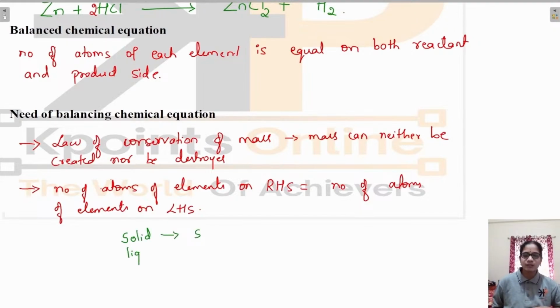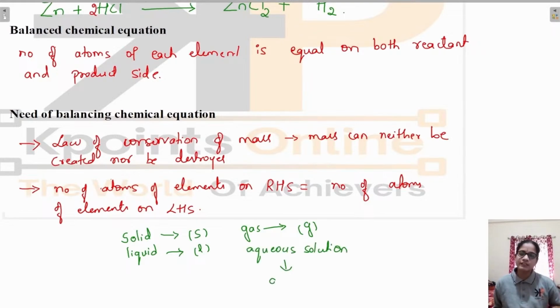If it is a liquid, then we will represent it by L, written in brackets. If it is a gas, then we will represent it with G. If it is present in the form of an aqueous solution, we will write it with AQ. These are called state symbols.